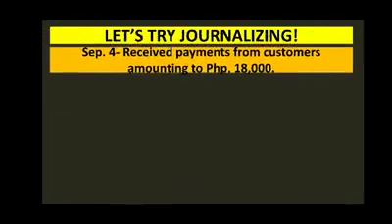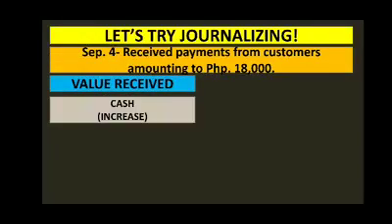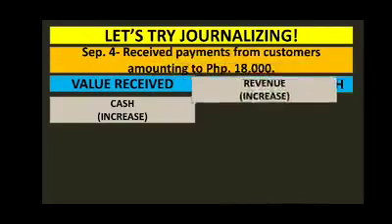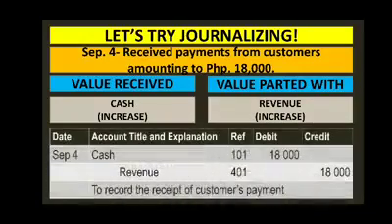Next, September 4, receive payments from customers amounting to 18,000. So, ano yung na-receive natin? It's cash. Anong kapalit ng cash? It's the revenue or the services that we have rendered to them. So, ito yung journal entry: debit cash 18,000, credit revenue 18,000 to record the receipt of customers' payment.